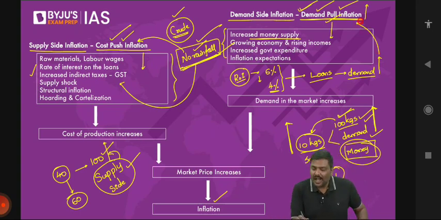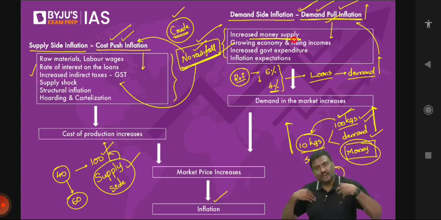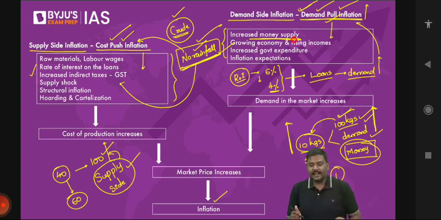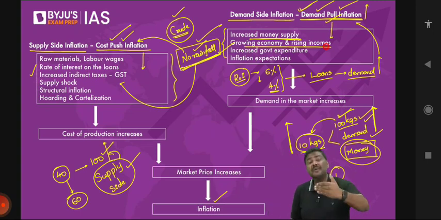So whenever there is a very high amount of money supply in the economy, and a cheaper rate of interest, people have a lot of money to spend now, and it will contribute to demand. Second, growing economy and rising incomes. That is, let's say, the Indian economy experiences expansion, and last week we discussed this. When you experience expansion, jobs generated will increase.